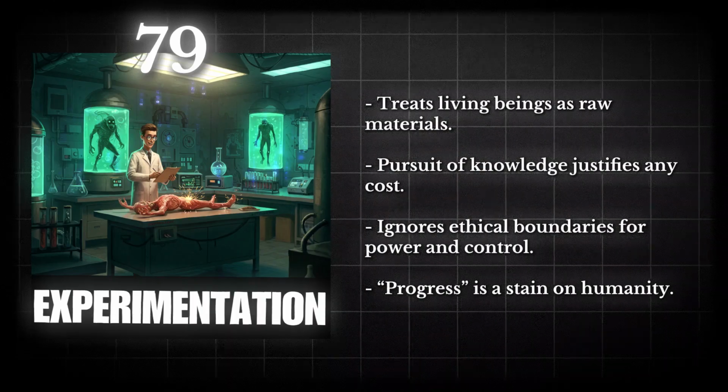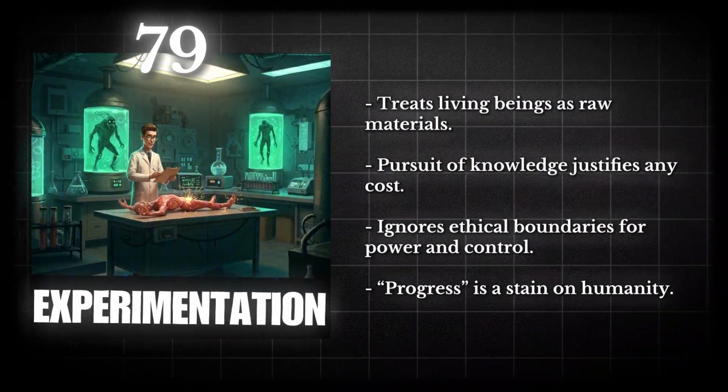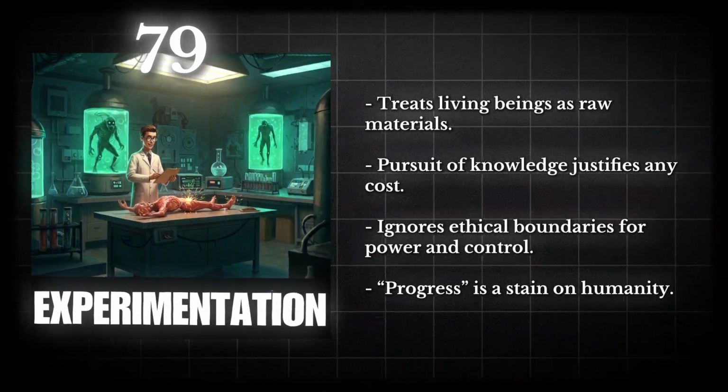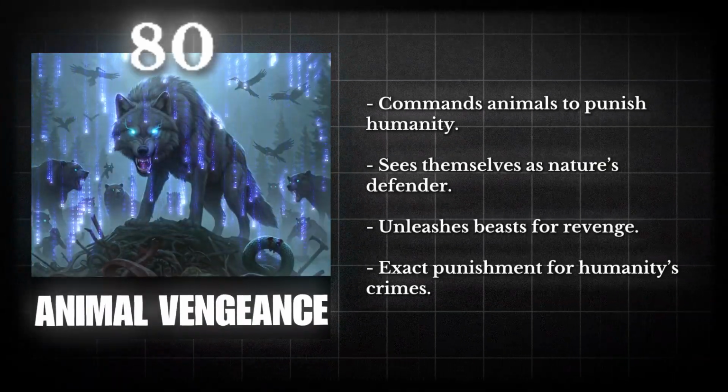79. Experimentation. The villain treats living beings as raw materials. The pursuit of knowledge justifies any cost. They see no value in ethical boundaries, only in the potential for power and control, and their progress is a stain on humanity.